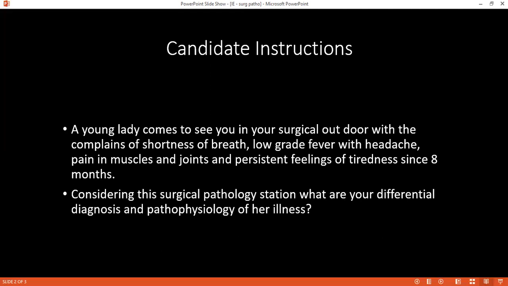Whereas in case of native valve endocarditis, what is the most common organism that you'll come across? Streptococci. Very good. What blood test can you do in order to monitor the progress of the disease? CRP and ESR, inflammatory markers, and blood cultures.